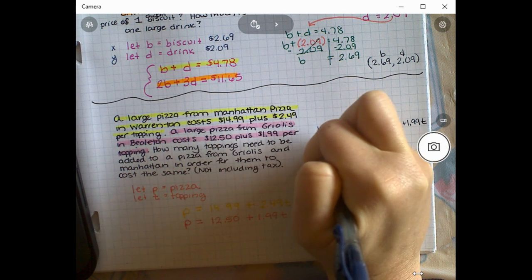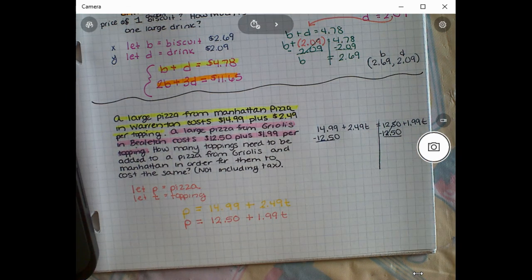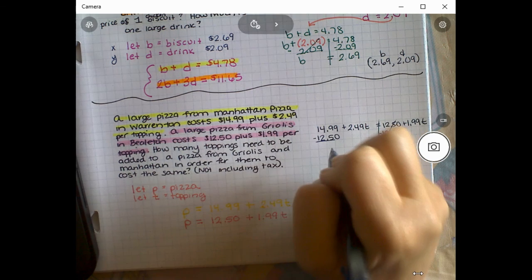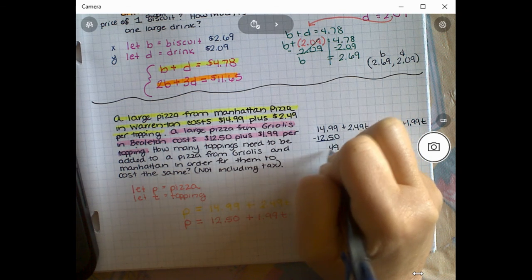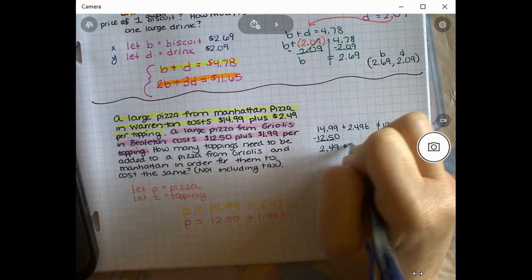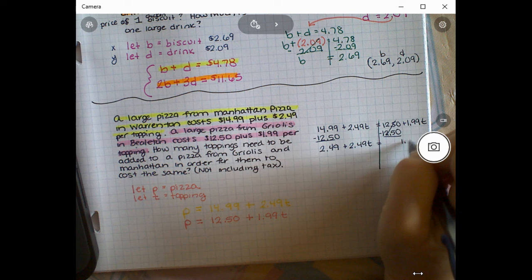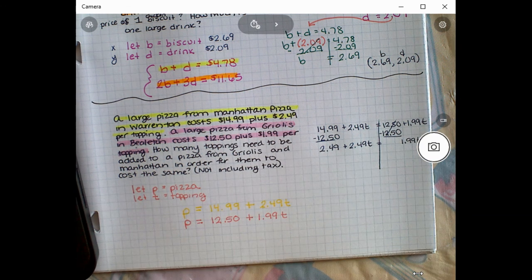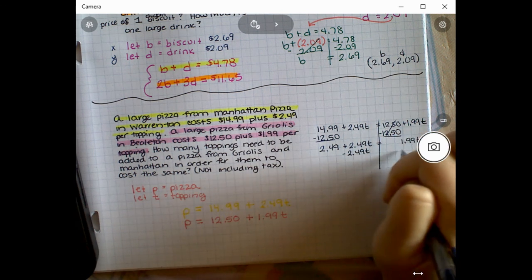I don't know why. Remember, there's 4 choices that you can choose. That's just what I chose. $14.99 minus $12.50 would be $2.49 plus $2.49t equals $1.99t. We need to get all of our t's to the same side, so we're going to subtract $2.49t and move it over here.